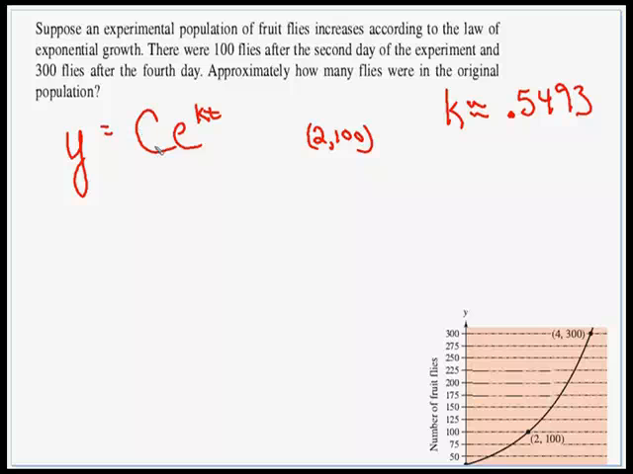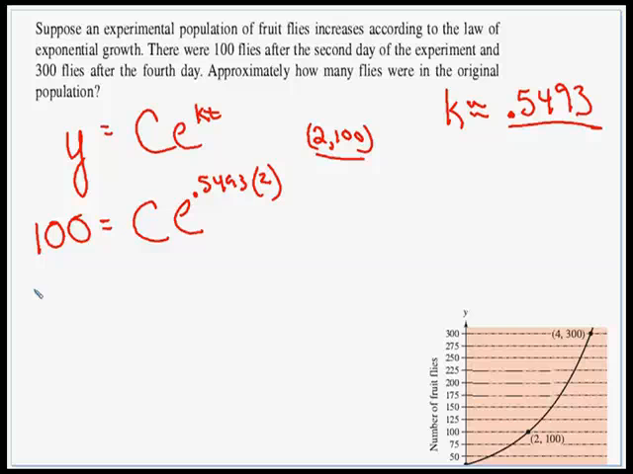Because at time 0, the height on the y-axis is going to be the same as C. If I plug a 0 in for time, that wipes out the exponent to a 0. e to the 0 is 1, so y is equal to C at time 0. So now that we have this K value, we can use the original initial condition. y is 100. That's equal to C times e to this K value, 0.5493, times time 2. And that turns into 100 equals C times e raised to the power 1.0986.